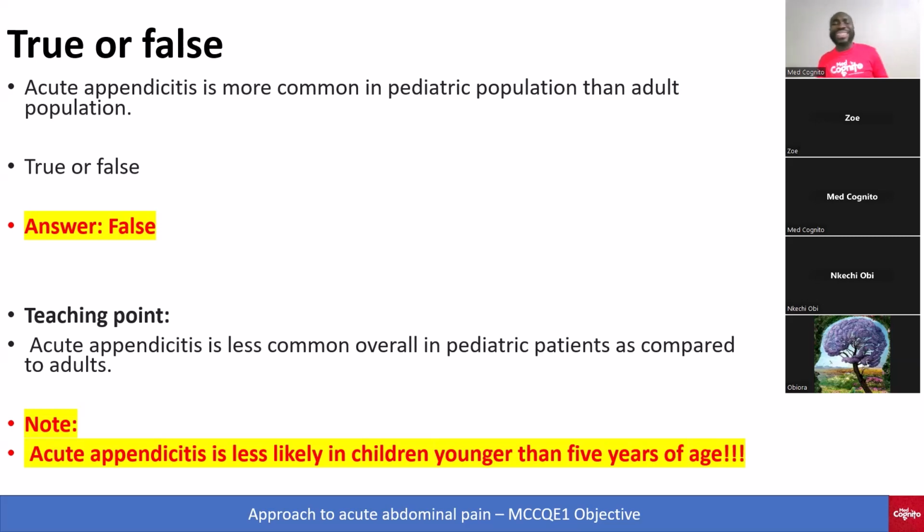Acute appendicitis is less likely in children less than 5 years of age. So adults are likely to get acute appendicitis more than young people. And in children less than 5 years, it is less likely for you to see acute appendicitis. So please, it is more common in adults as compared to children. Doctors, please don't miss that. Acute appendicitis is more common in adults as compared to children.